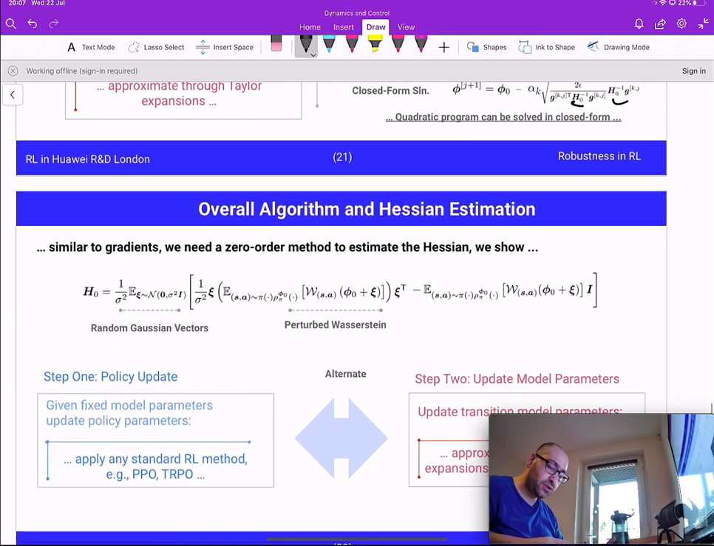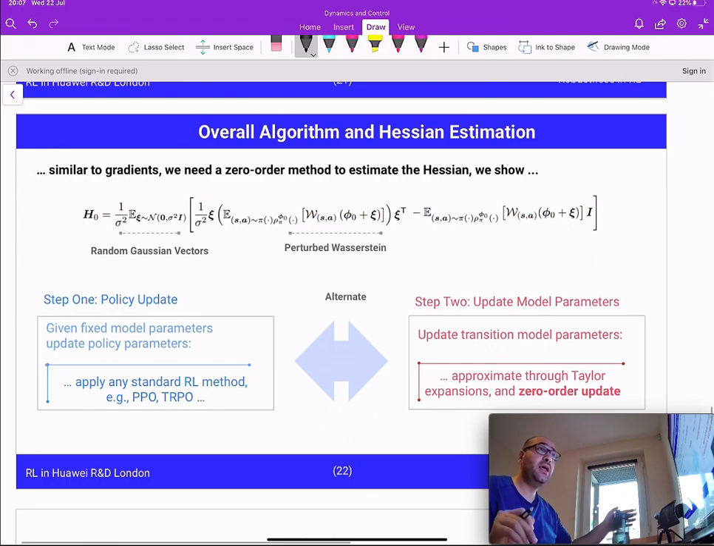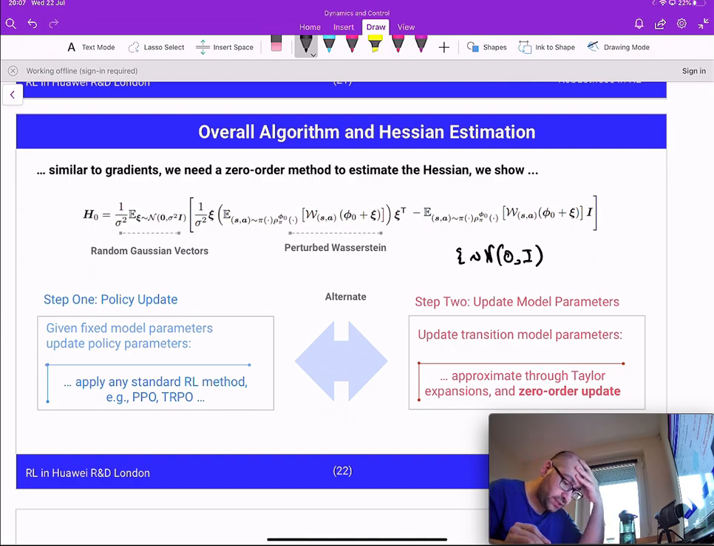What we were able to show is a zero-order method to compute the Hessian. I think this is new. It has not been done before. The idea here is again based on just variations of the xi, which is this Gaussian random variable. You can actually estimate the Hessian. The way you do it is like this in this equation. So you sample Gaussian vectors.